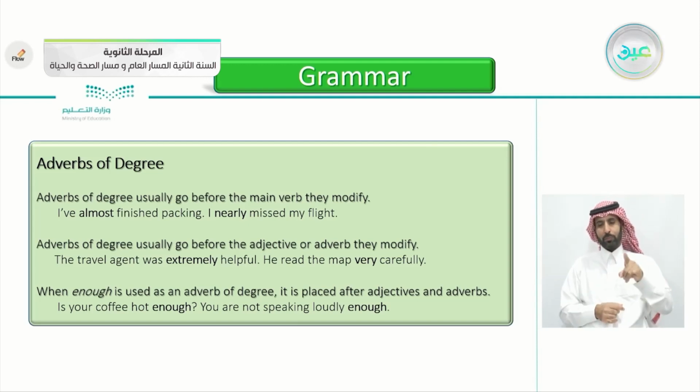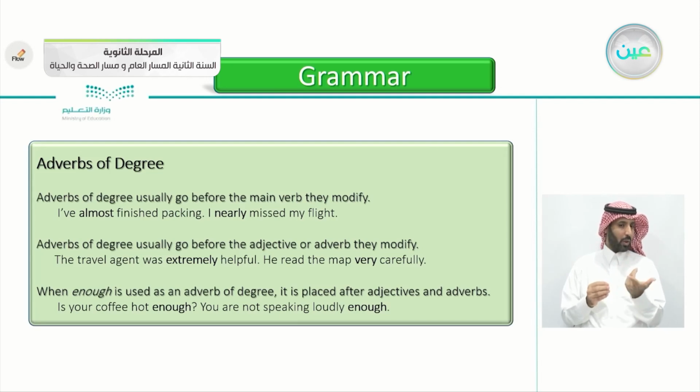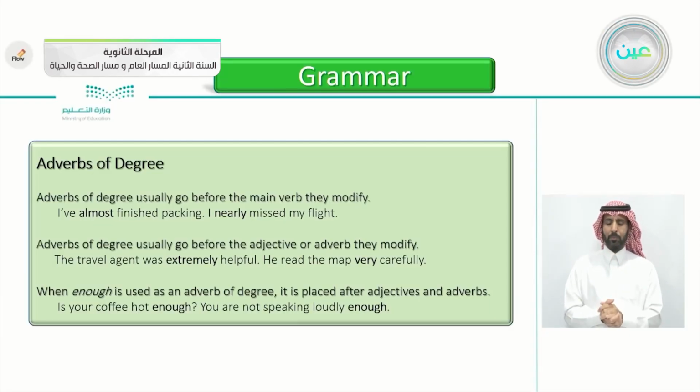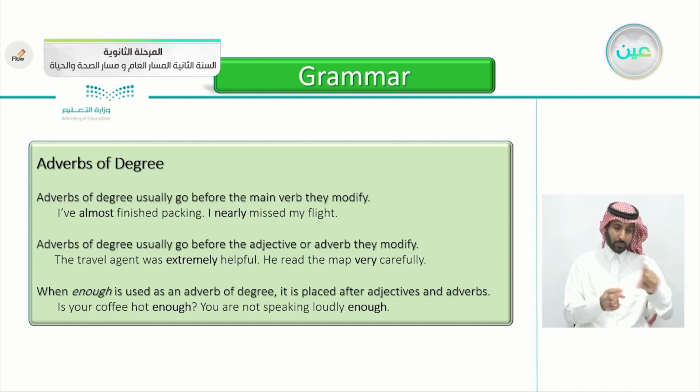So you can see here the main verbs finished and missed. We put the adverb of degree before the main verb. I nearly missed my flight. Did I miss it? No, I just nearly missed my flight. Again here, the adverbs of degree usually go before the adjective or adverb they modify. So if you're talking about an adjective or an adverb, just like the main verb, we put it before it.